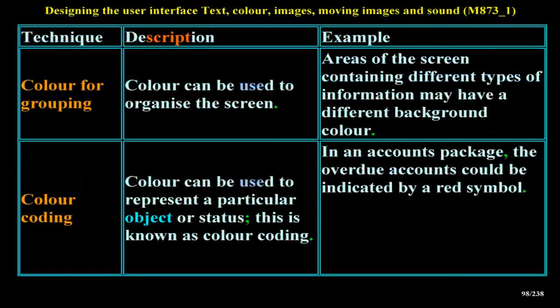Color for grouping. Color can be used to organize the screen. Areas of the screen containing different types of information may have a different background color. Color coding. Color can be used to represent a particular object or status. This is known as color coding. In an accounts package, the overdue accounts could be indicated by a red symbol.